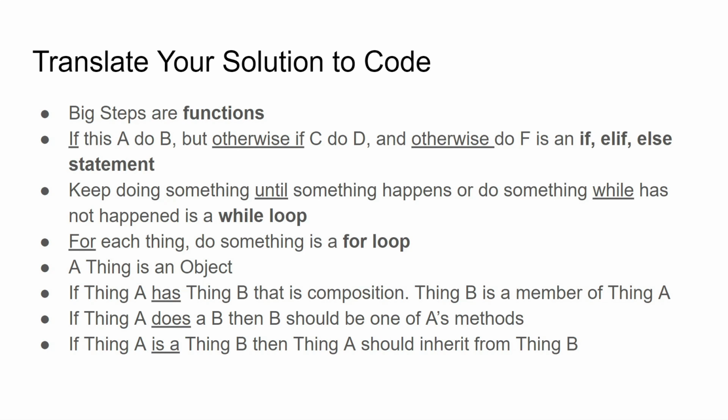Then finally, there's the is-a relationship. So if thing A is a thing B, this means thing A should inherit from B. So since a car is a vehicle, a plane is a vehicle, a train is a vehicle, all of these three things should inherit from vehicle. Since a circle is a shape, a rectangle is a shape, a triangle is a shape, circle, triangle, and rectangle should all inherit from shape.